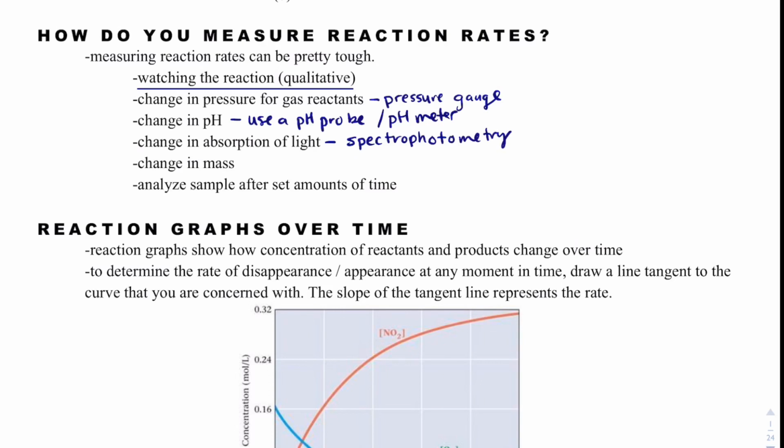We can monitor the mass, and we could analyze the sample after a set amount of time, and so maybe every 10 seconds or so, and that's what we'll do actually in lab. We'll have a timer, and every 10 seconds maybe we might measure the absorbance from our spectrophotometer.